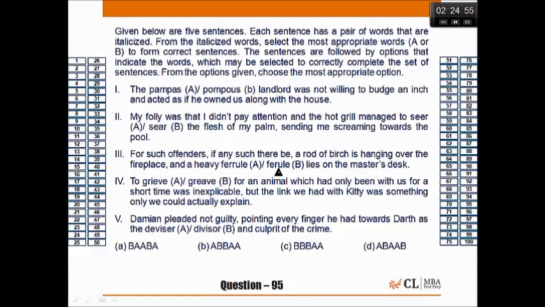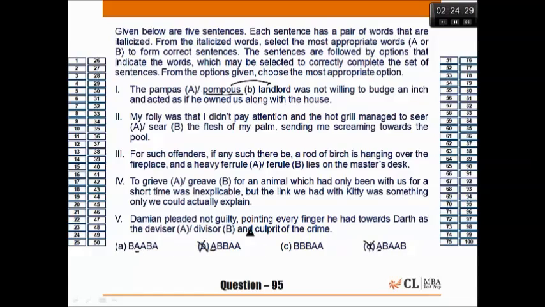Okay. What is this? Each word, a pair of words. Sentences follow the options. So you have to pick the words. Okay. Let's see what I know. It has to be pompous landlord. No, not pompous landlord. I was not willing to budge on it. Pompous. So it has to be B. So A and A goes. Okay. So what else is there?